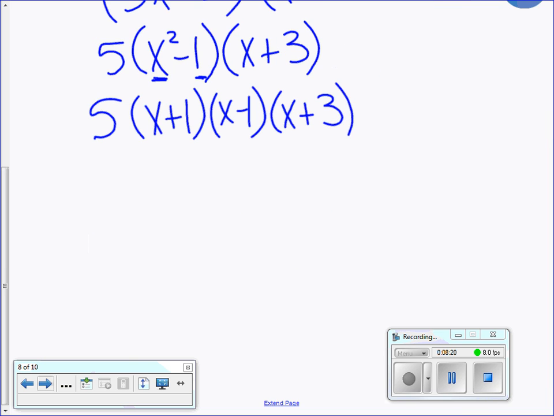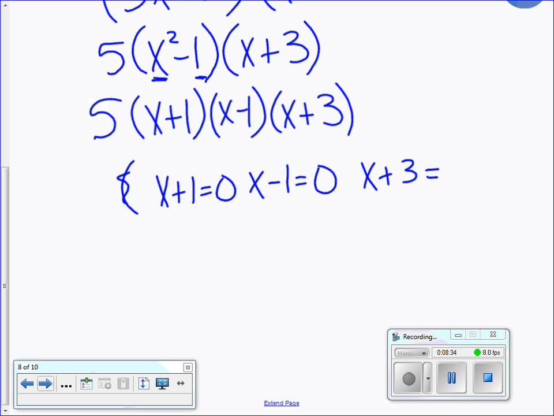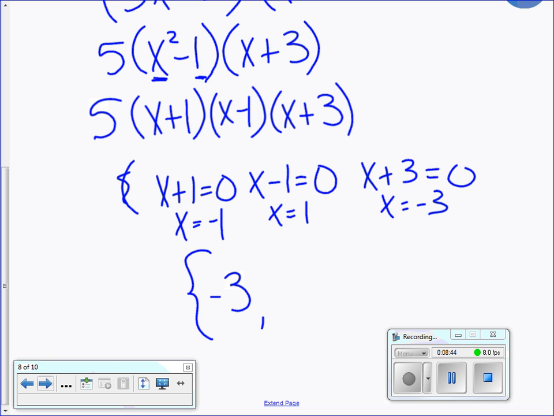Now I have to set them all to 0, not the 5 though, because there's not a variable with it. So x plus 1 equals 0, x minus 1 equals 0, x plus 3 equals 0. So my solution, x equals negative 1, x equals 1, x equals negative 3. So my solution is going to be negative 3, negative 1, 1.